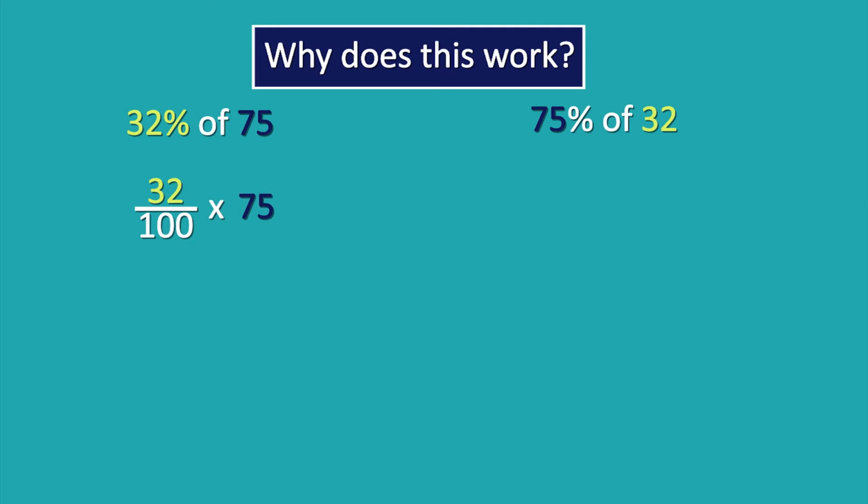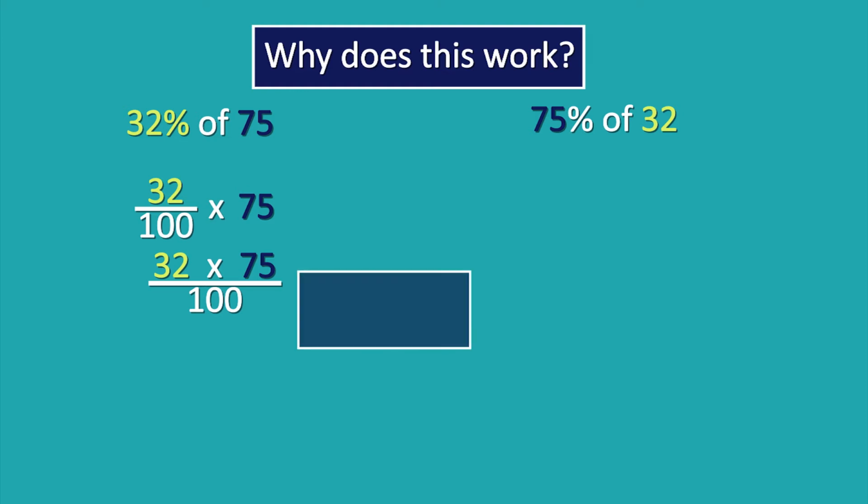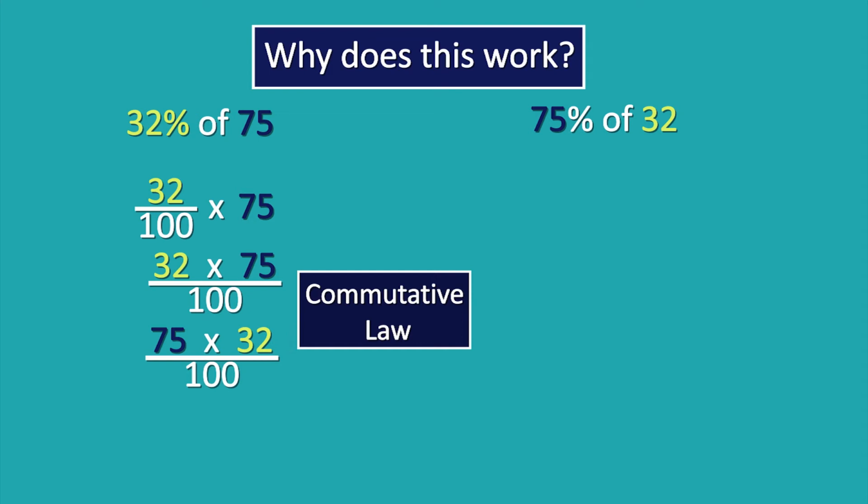Now let's play around with this a little bit. 32 over 100 times 75 is the same as 32 times 75 all over 100. And we know that 32 times 75 is the same as 75 times 32. That's called the commutative law. Therefore, I can just write this as 75 times 32 over 100. Now, just as I did above, I'm going to separate out one of those numbers in the numerator and write this as 75 over 100 times 32. Okay, so how does that help us?